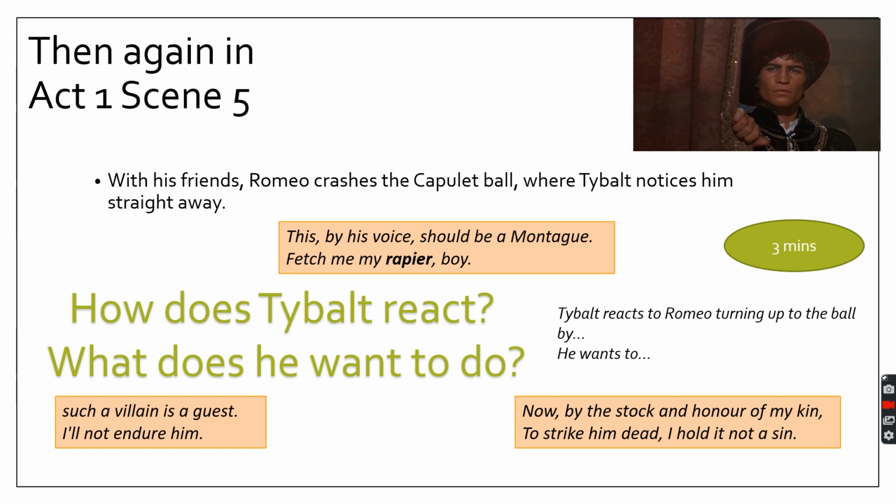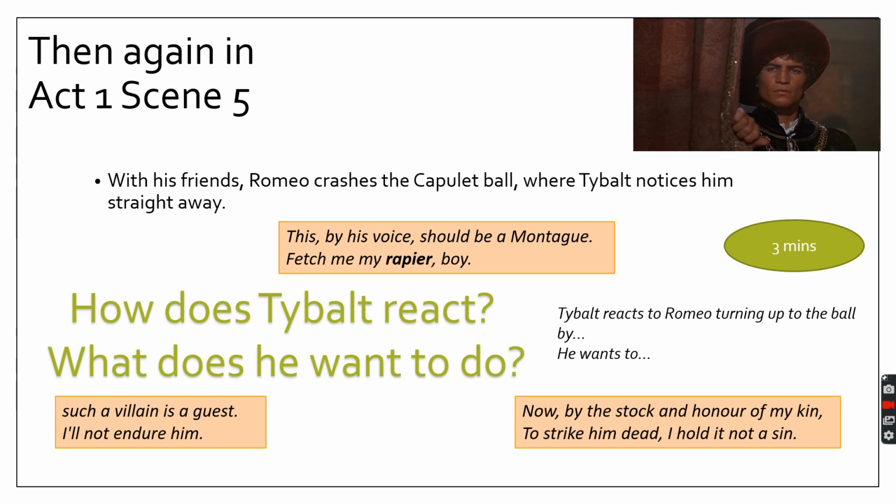So, "by his voice should be a Montague." That means his voice sounds like he's a Montague. "Fetch me my rapier, boy." So he asks a serving boy to go and get his sword. "Such a villain is a guest, I'll not endure him." So, you all know what a villain is. He is calling Romeo a villain. And he says, "I'll not endure him. I'll not put up with him," he says.